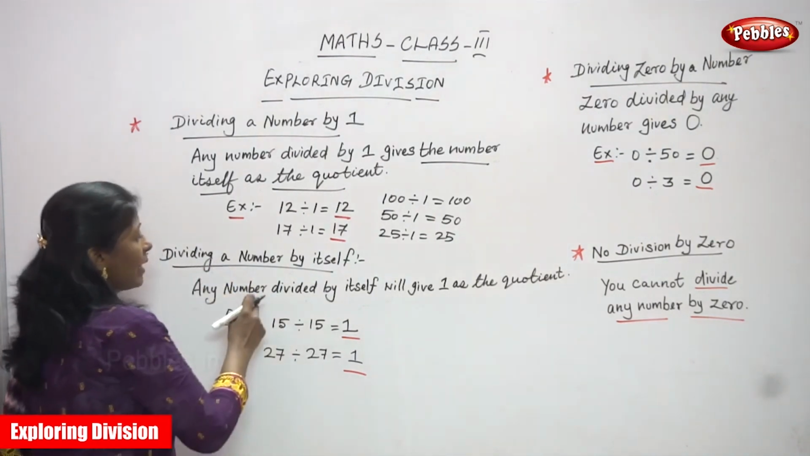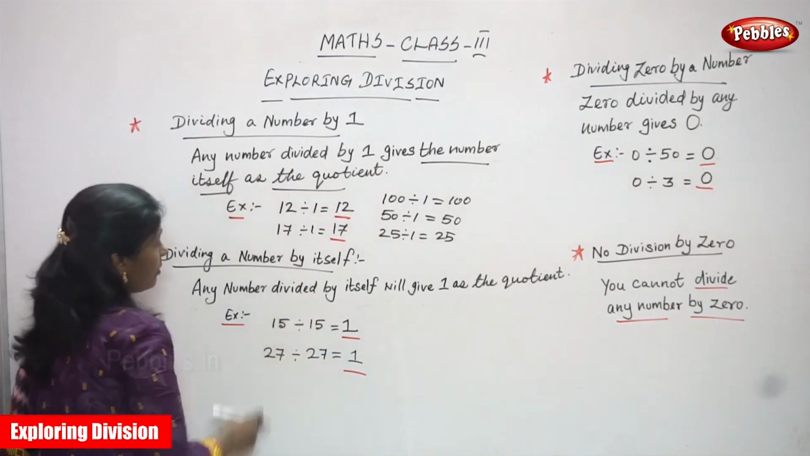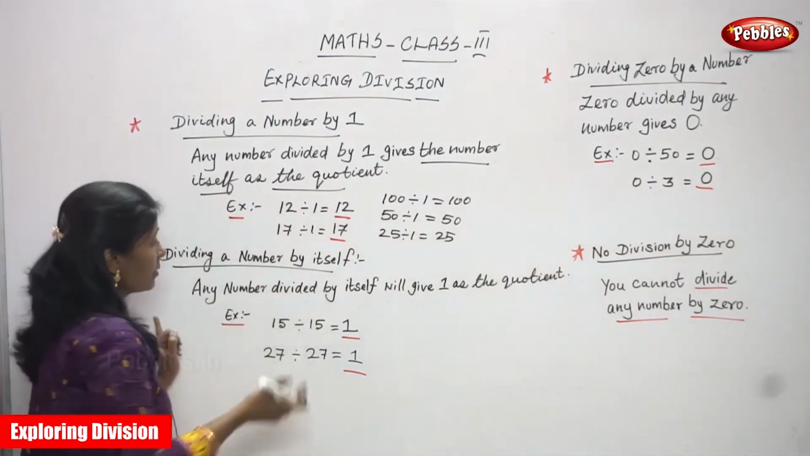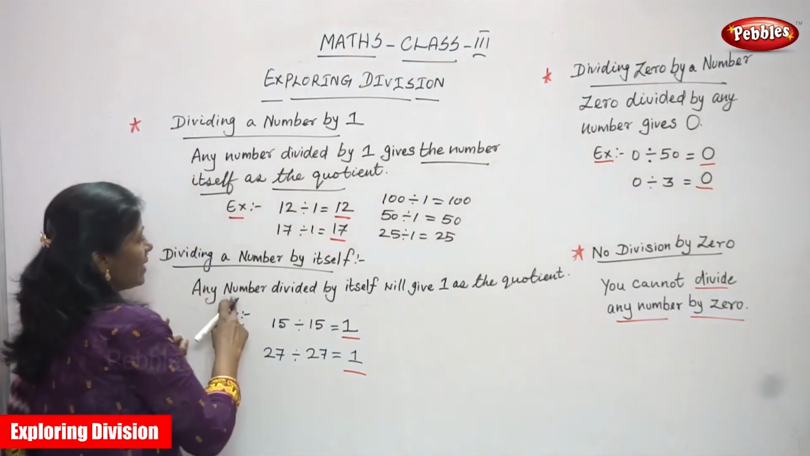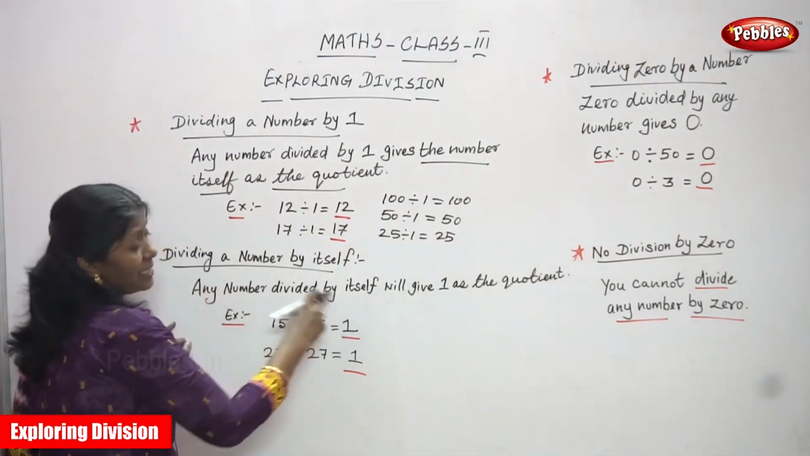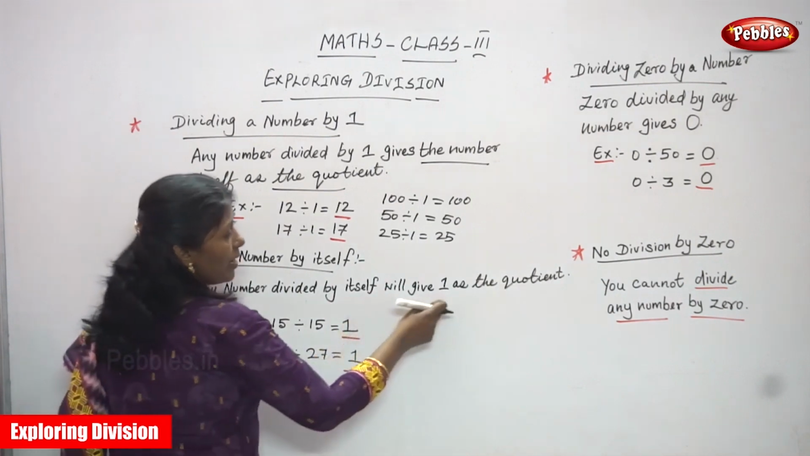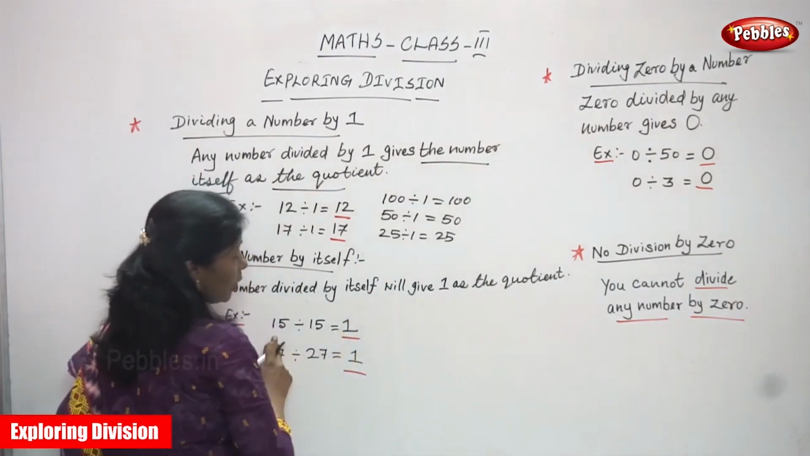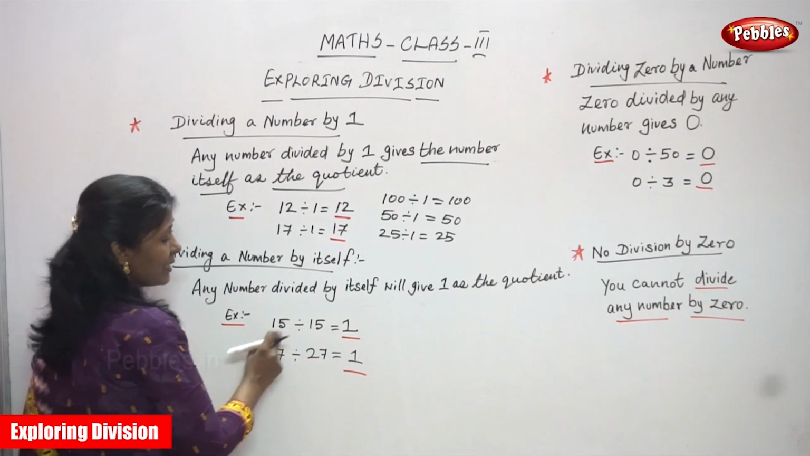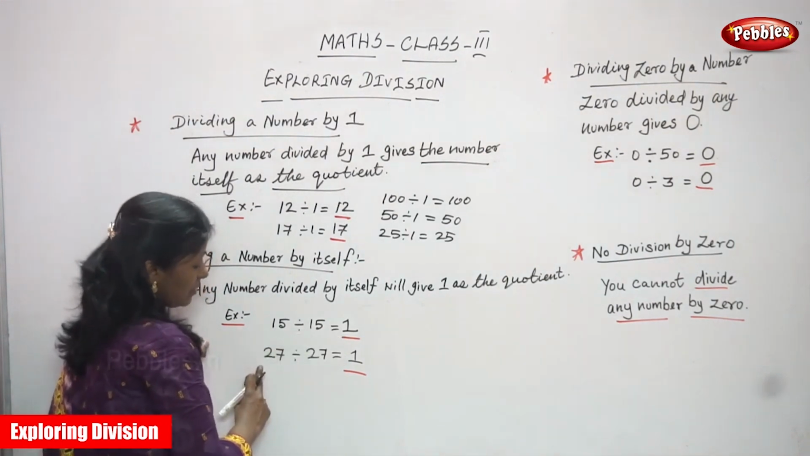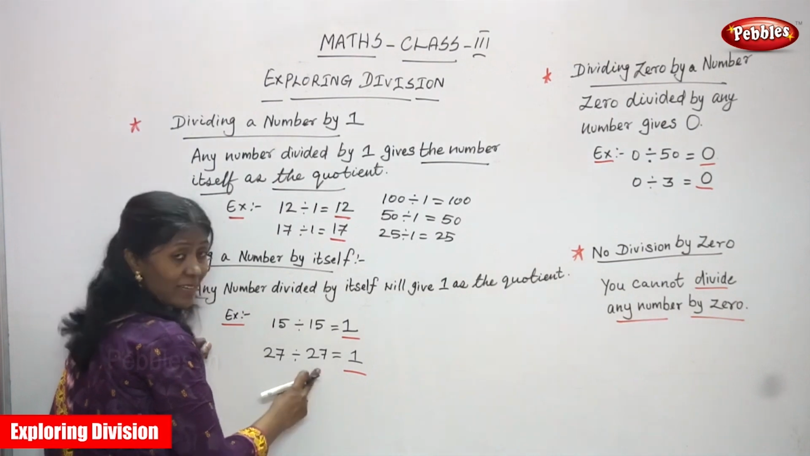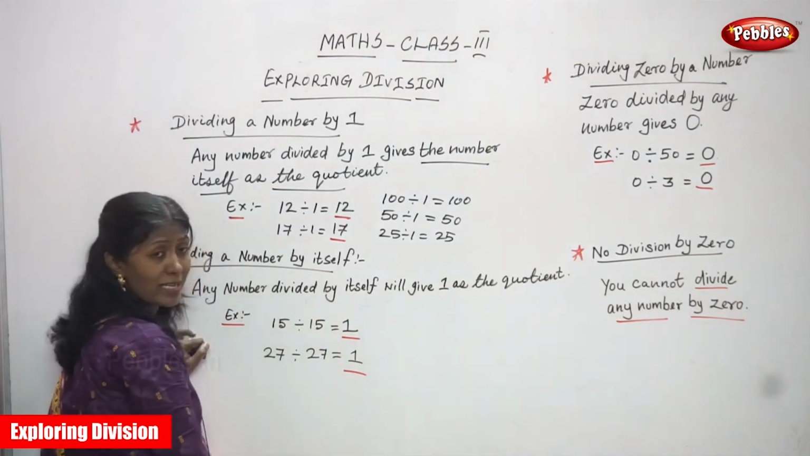Okay, next property: dividing a number by itself. What is the meaning? If you take any number and divide it by itself, the same number, it gives 1 as a quotient. So if you take 15, 15 is the dividend and the divisor is also 15. You get 1. 27 is the dividend and 27 is the divisor. You get 1 as the quotient.